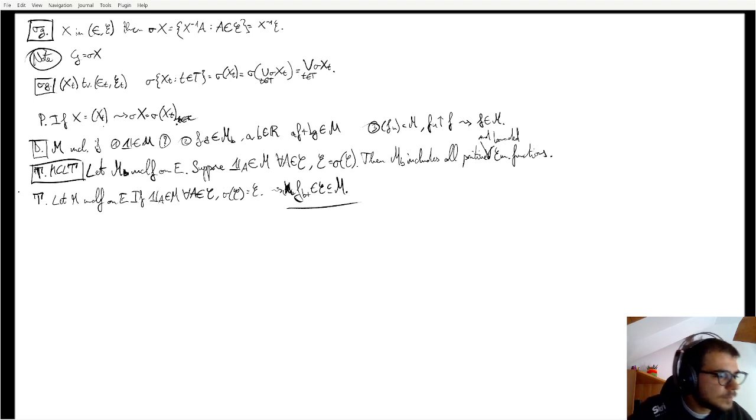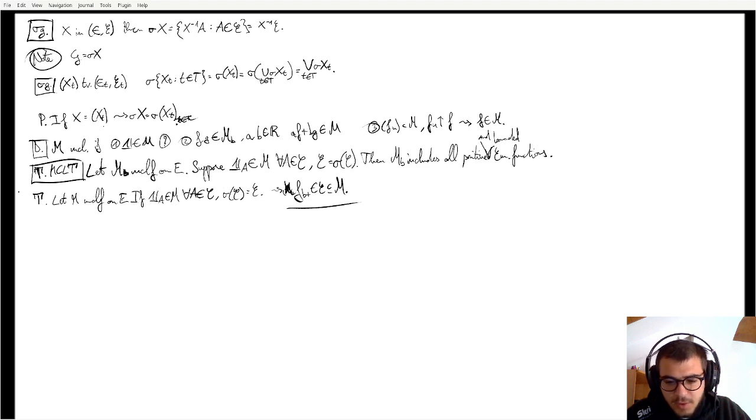This theorem is useful because if you have a monotone class of functions on E, then you check that this class contains the indicators of sets that are in a p-system, and then the theorem tells you that M includes all positive and bounded measurable functions, which is basically what we said.